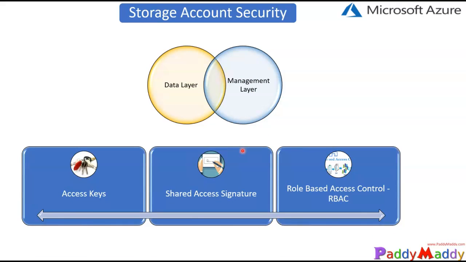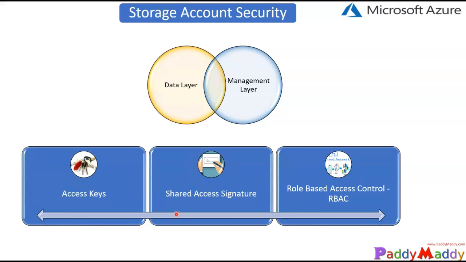Now let's talk about how best we can secure with a combination of the data layer and the management layer. First would be the access keys. In the previous introduction lectures, we talked about the access keys. You have two keys, key 1 and key 2, and they have full permissions. When I say full permissions, I mean with respect to the management layer as well as the data layer. So it's only recommended for admins who want to control the entire storage account, because it's a primary key, right?